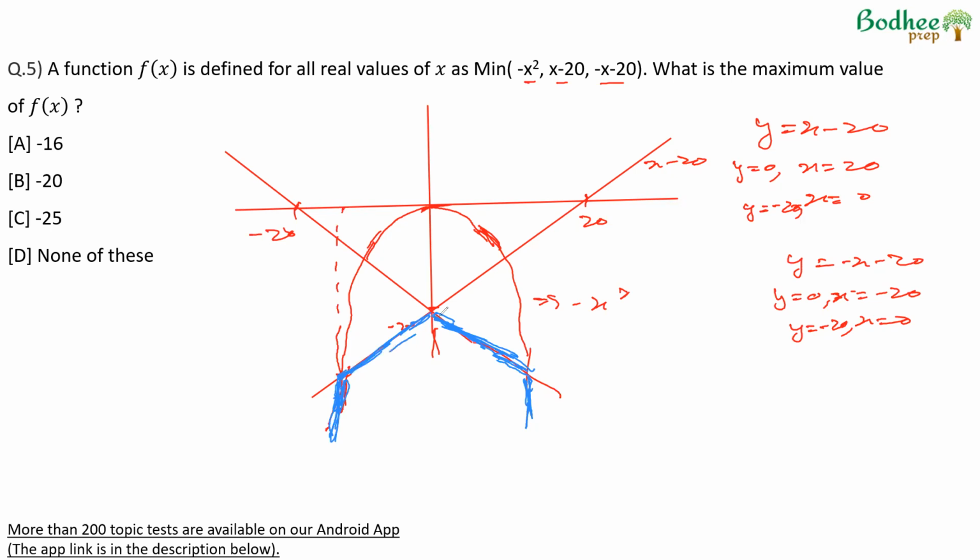So this will be the minimum of the three values. We have to find the maximum of this value. The maximum happens here when y is minus 20, x is 0.